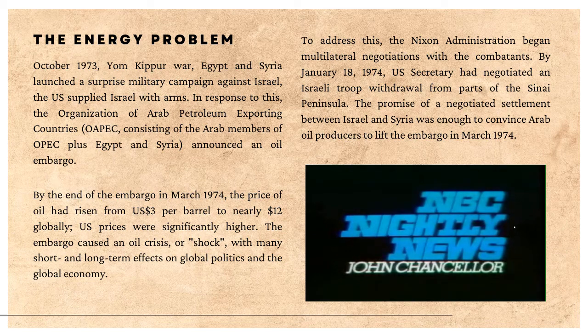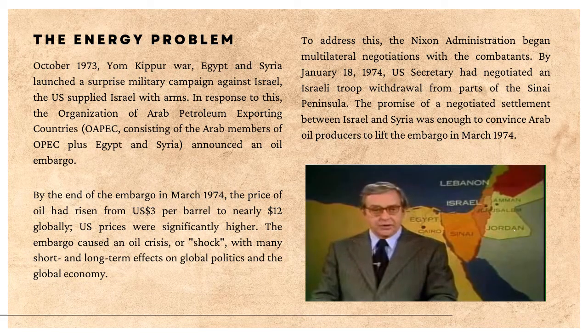Reported by John Chancellor. Good evening. The Middle East war produced developments all over the world today. The oil-producing countries of the Arab world decided to use their oil as a political weapon. They will reduce oil production by 5% a month until the Israelis withdraw from occupied territories. If the Arab countries keep that pledge, it would reduce their production by almost 50% in 1 year.